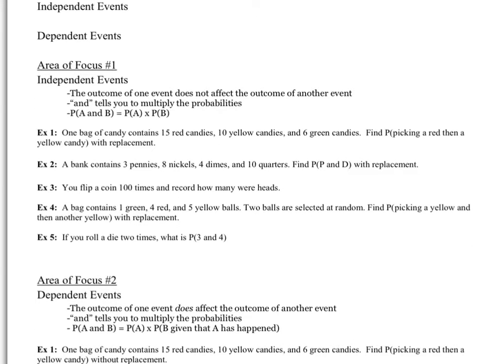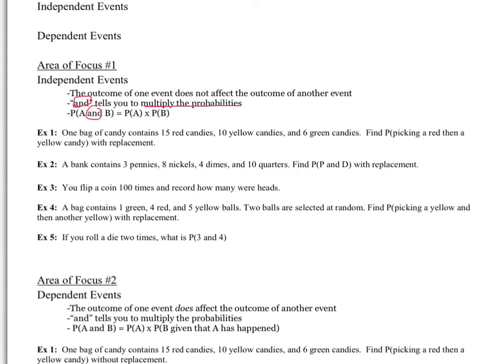Now, when you are dealing with the word "and," it means we're going to multiply probabilities. And when you're going to do that, you're looking at two events, probability A and probability B. And you have to decide if the events are independent or dependent events to help you decide the probabilities of each. So we're going to focus first on independent events.